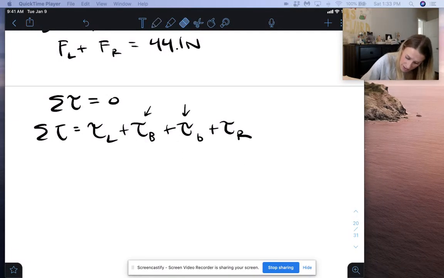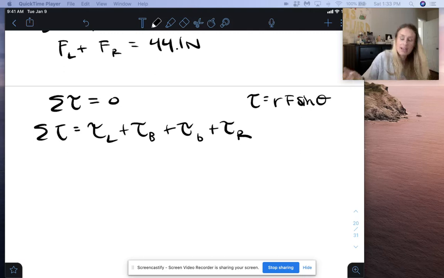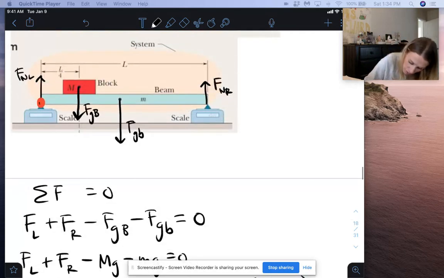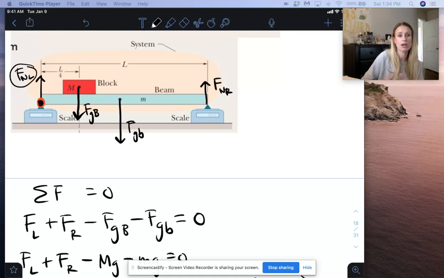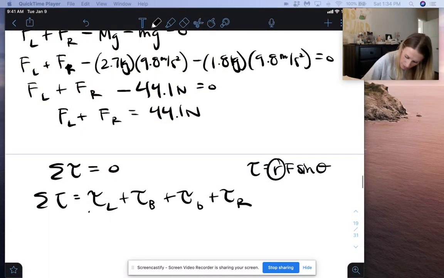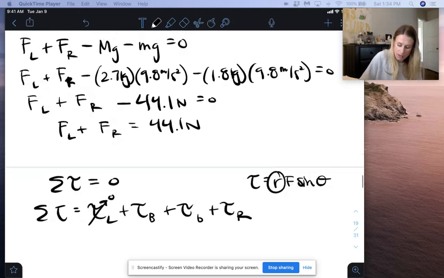Okay, so I'm going to actually plug that in next. And then we know that torque, in this case, we're using the r F sine theta equation for torque. So you have to have a moment arm in order to actually have a torque. Because of that, there's no moment arm for this force right here. There's no r value, right? We're not any distance away from the axis of rotation because that normal force is at the axis of rotation. So this whole thing is 0 in that case.